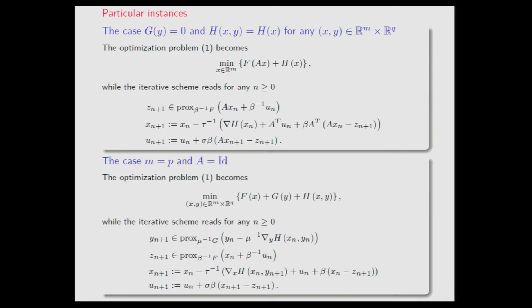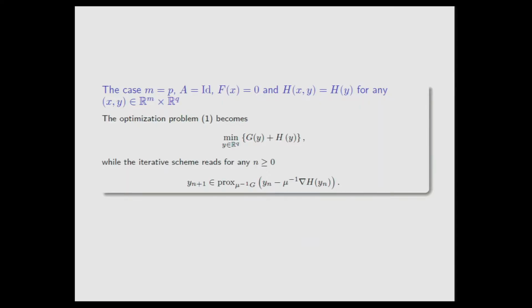Another particular case is the one which follows, which we get when looking at the same problem like in the paper of Boţ and Hendrich. Okay, but we get here a different method. But again, full splitting. And when looking at this problem, it means f is 0, A is identity, h depends only on y. We get this problem, and this is the algorithm which results. This is the proximal gradient algorithm. Again, in the non-convex setting. And our analysis will cover the analysis of all these 3 methods.